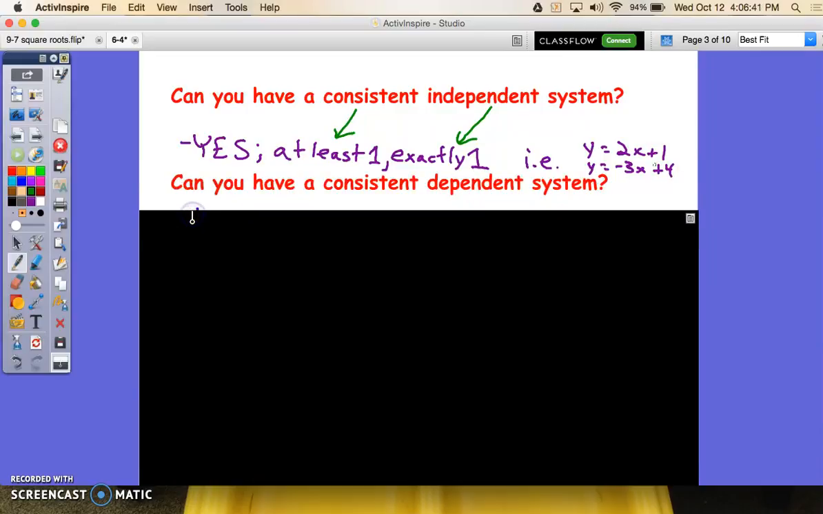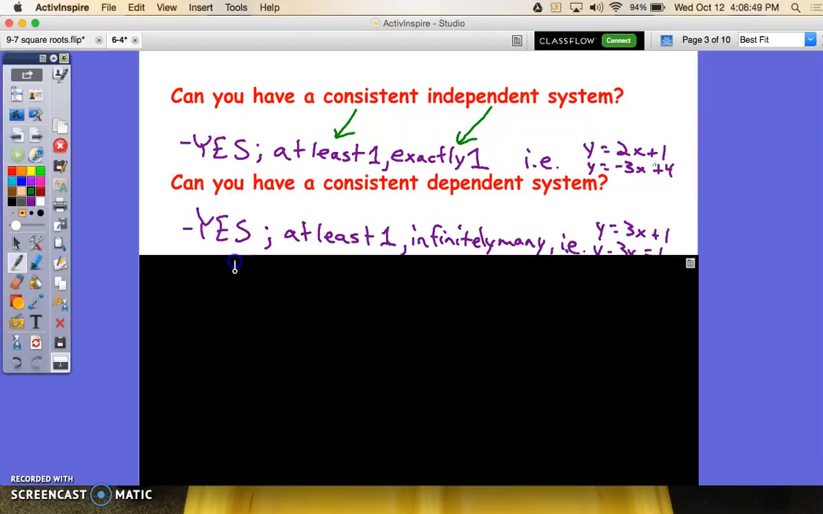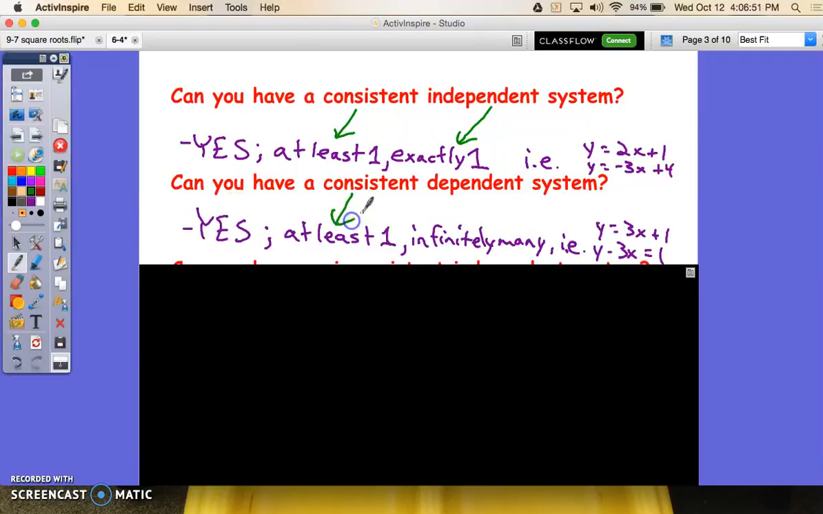Could I have a consistent dependent system? Well, once again, think about what the word consistent means. Think about what dependent means. Yes, I could. At least one. But in this case, infinitely many, which would actually result in the exact same two equations, meaning it is the same line.